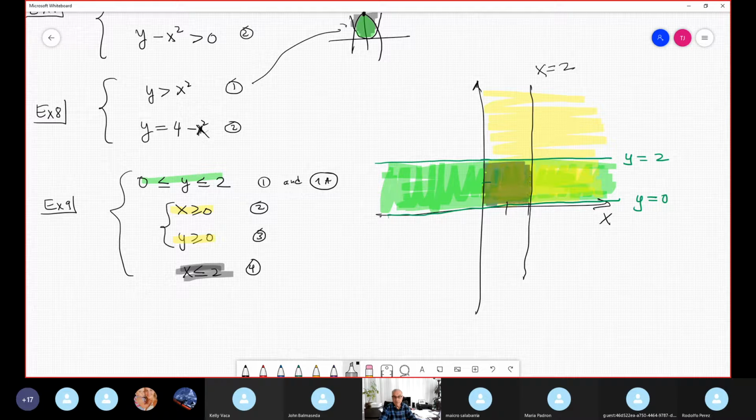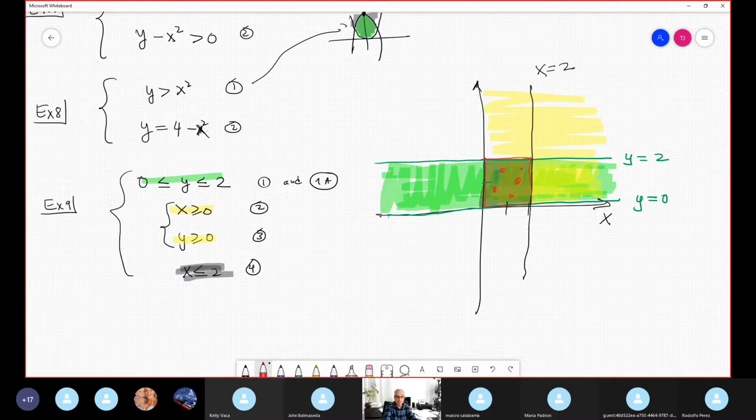Any point, closed, and closed, for these four inequalities is a solution. This point is a solution, this point, this point, this point. Include the boundary, yes, include the boundary. Solution, solution, solution, and solution. But let's check this one, just in case.